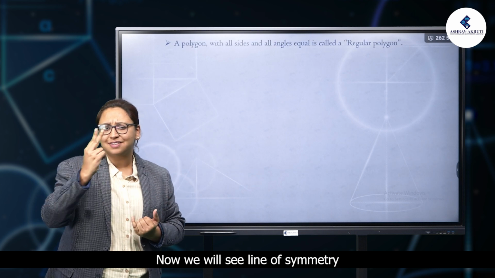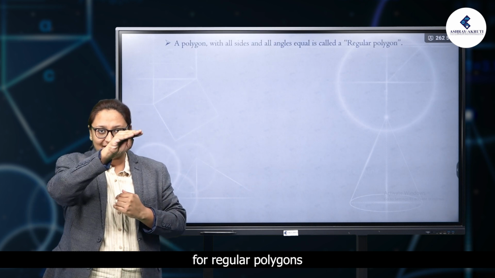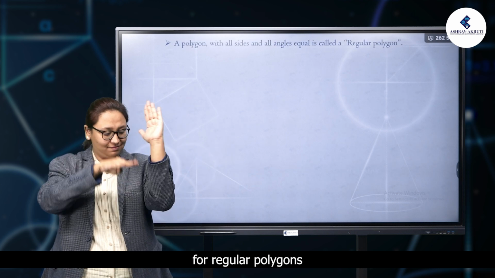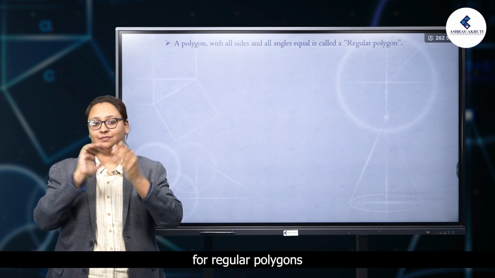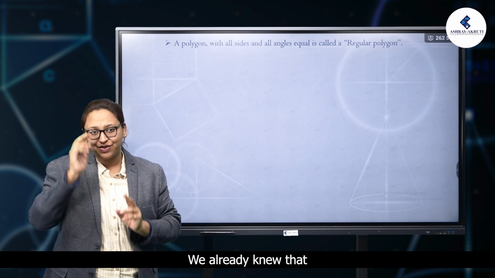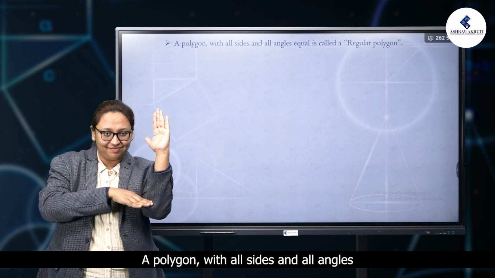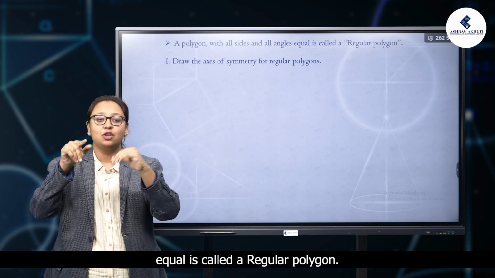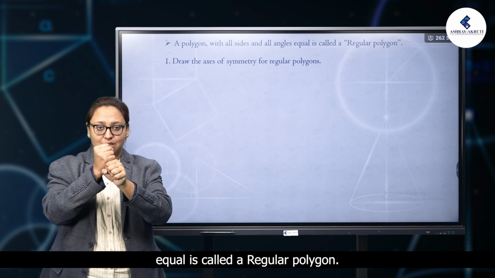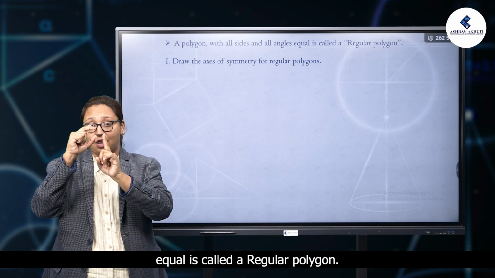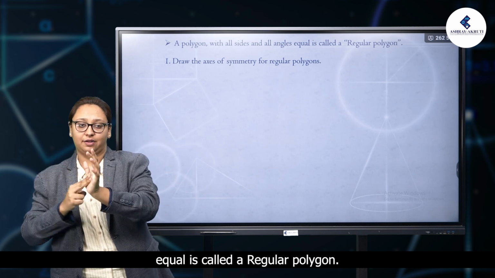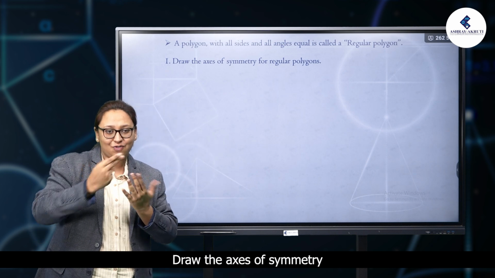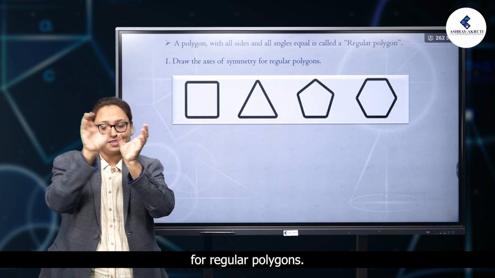Now we will see line of symmetry for regular polygons. We already knew that a polygon with all sides and all angles equal is called a regular polygon. Draw the axis of symmetry for regular polygons.